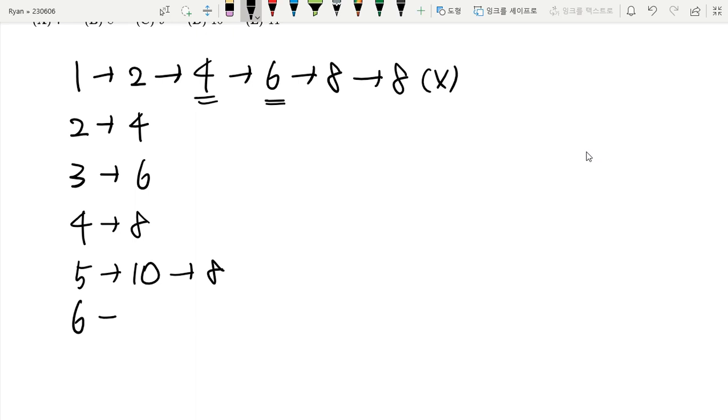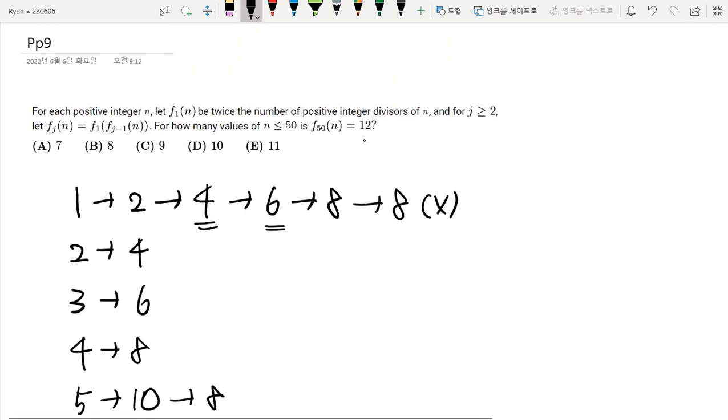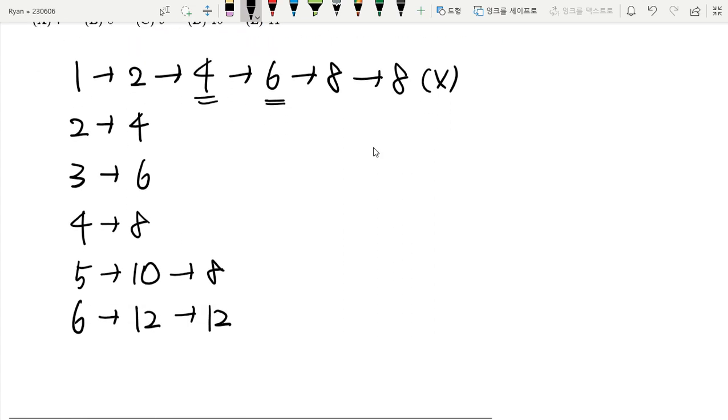And if the number of factors is 6, 6 times 2 is 12. How many factors does 12 have? That means the number of factors is 6, right? Now 6 times 2 makes 12. So after it reaches 12, it remains as 12. So that's the case we want. We want to find the numbers which make the function value 12. So this is an example of the number we want.